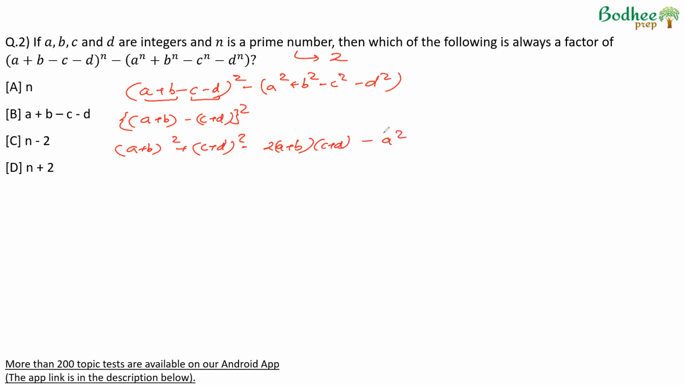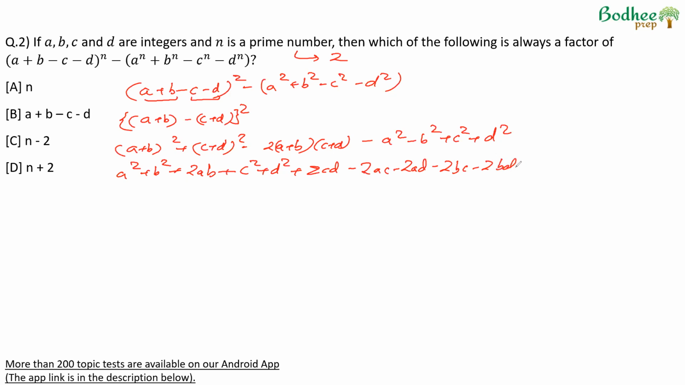From here, I have minus A square minus B square plus C square plus D square. This becomes A square plus B square plus 2AB plus C square plus D square plus 2CD. From here, the product will have minus 2AC minus 2AD minus 2BC minus 2BD. And then the last four terms, minus A square minus B square plus C square plus D square.